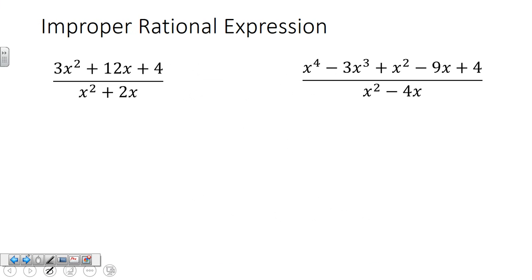So let's try to make things a little bit harder. Let's look at some improper rational expressions. Now, they're improper because the top power is not less than the bottom power. Even this first one on the left, the 3x squared plus 12x plus 4 over x squared plus 2x, kind of falls into the improper area because the powers match. Now the one on the right, the x to the 4th power, that's definitely bigger than the x squared. So this is definitely improper.